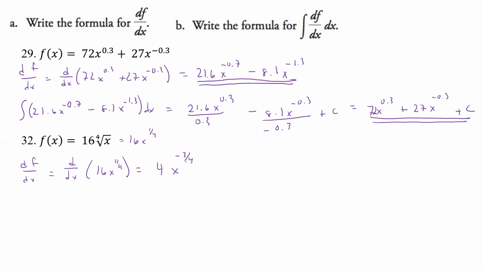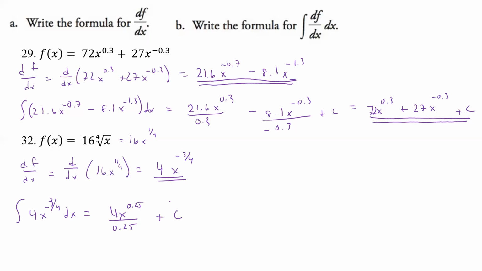Now, again, we could write that as a radical, but I'm going to leave it as that, just because I know the next time I'm going to integrate it, so it's better to have it there already. So that's my derivative. Now I'm going to integrate that. So I'm going to have 4x, now I'm going to add 1. So 1 minus 3/4 is 1/4, divided by 1/4. And then I'm going to have plus c.